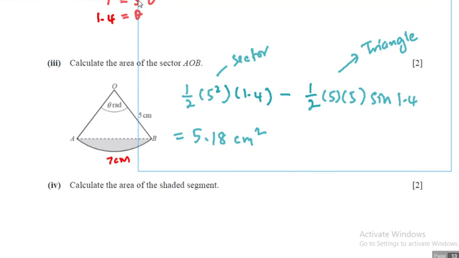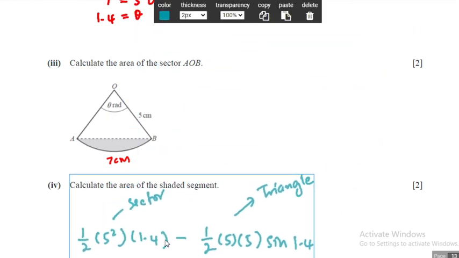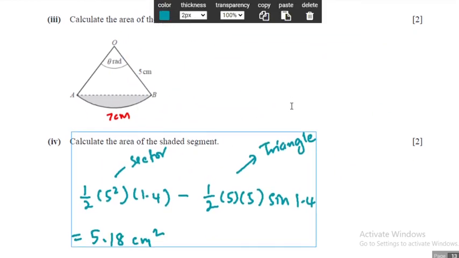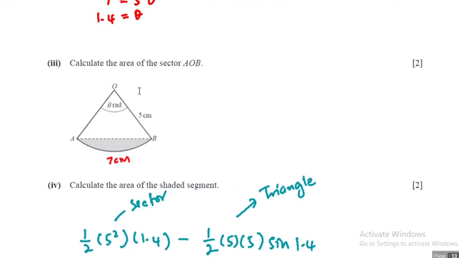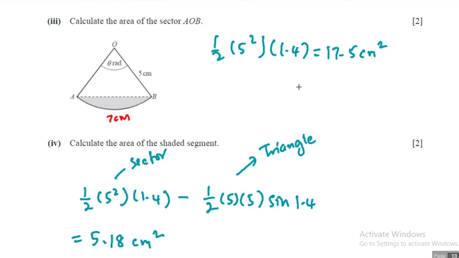I will bring this to here. Yep, this is the area of the segment, for that part. For the area of the sector, we will do it again. So half r squared theta. 5 squared, theta is 1.4. So this one is half times 25 times 1.4. Should get 17.5. No wonder. Is that okay? So be careful. Don't be like me.